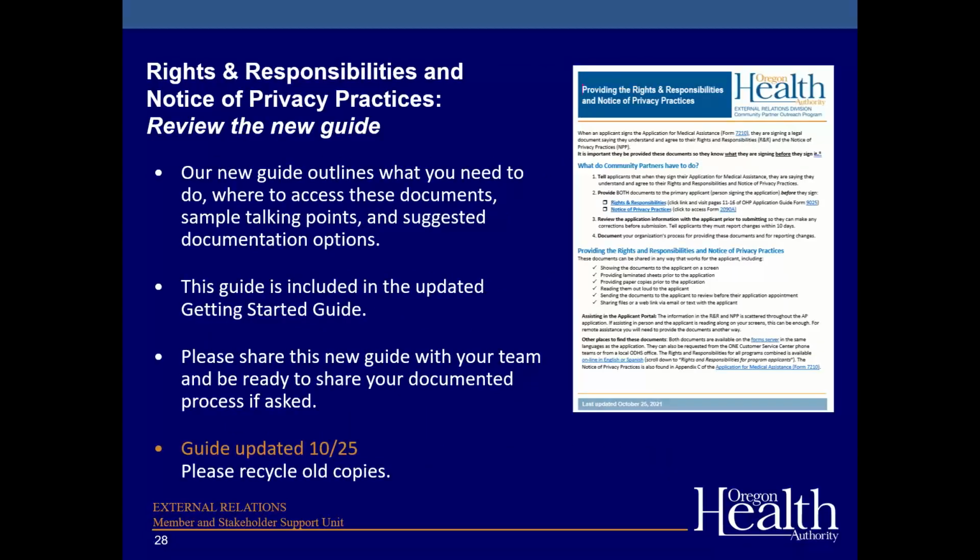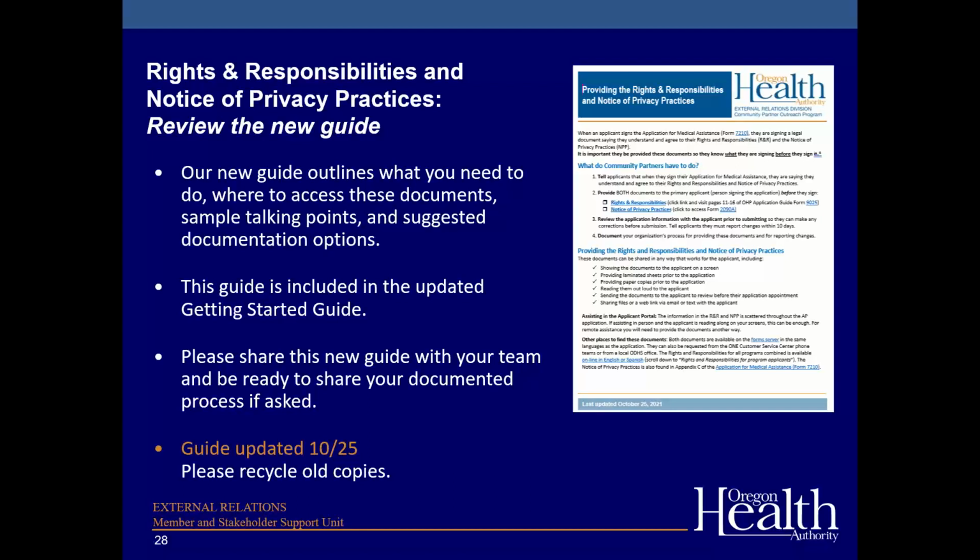Speaking of the end, we're basically there. All of this information about what community partners need to do, which is tell applicants, provide the documents, review the application information, and document your process, is all in this 3-page guide. So what we want you to do is review this guide, and also know that it's in the Getting Started guide. So we have a new Getting Started guide that was launched through our recertification training this year that hopefully you all have. But I'm going to guess you don't all have it, and here's why.